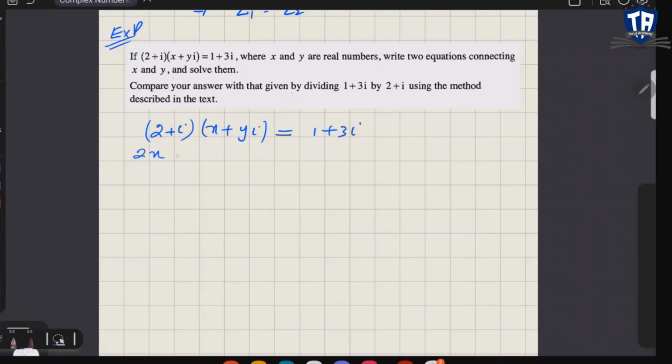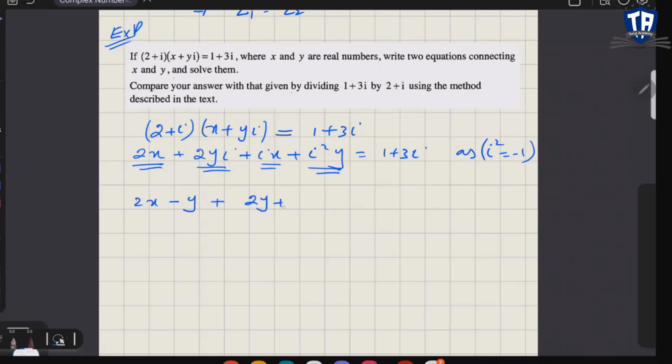2x plus, this becomes the real part, 2x minus y, and for the imaginary part, when you take iota common, you're left with this. It is 1 plus 3 iota. See, with this equal sign, on the left hand side this complete bracket is without iota, so it's a real part. The next bracket is with iota, so it's a coefficient of iota, so we call it the imaginary part.